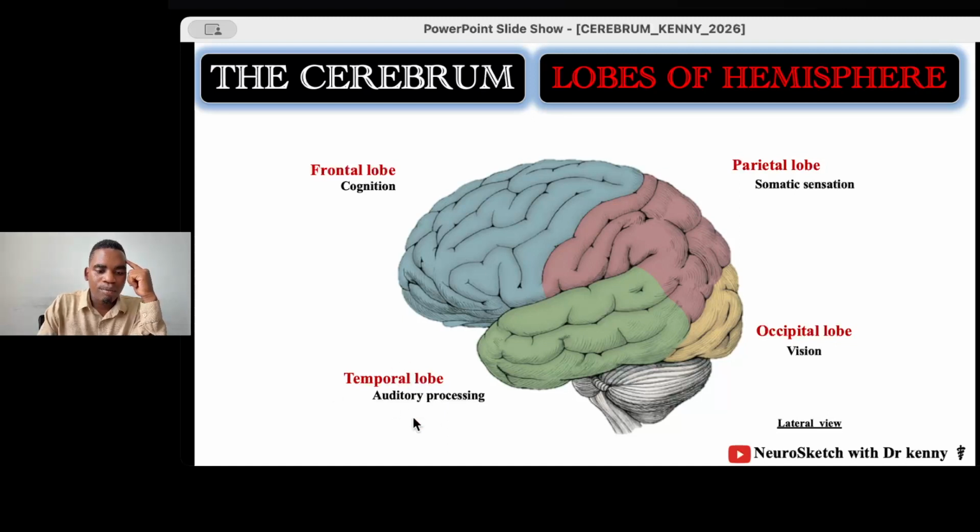Same applies to the temporal lobe. The primary function of the temporal lobe is auditory processing, the processing of auditory information. Of course, it also has other functions, but this is the primary function.